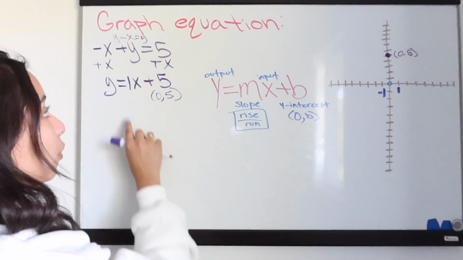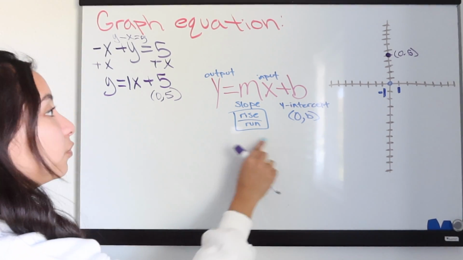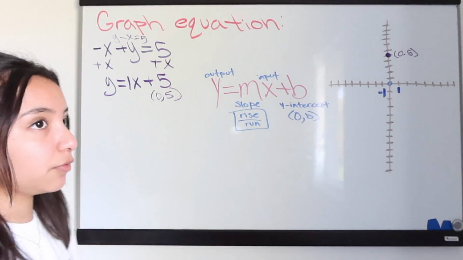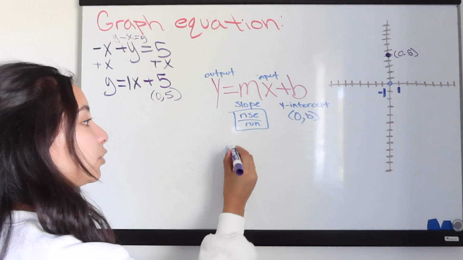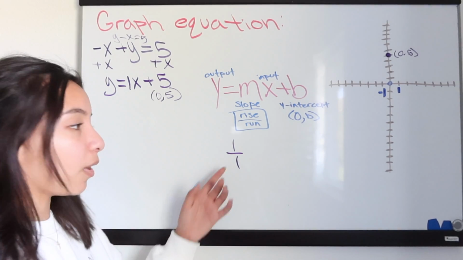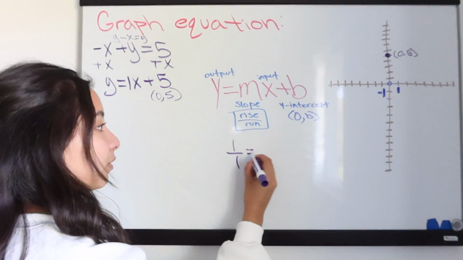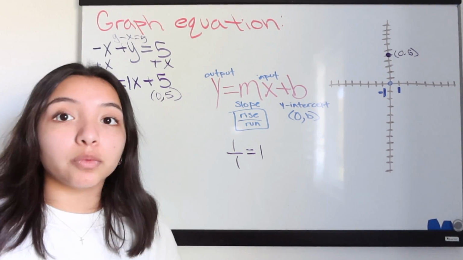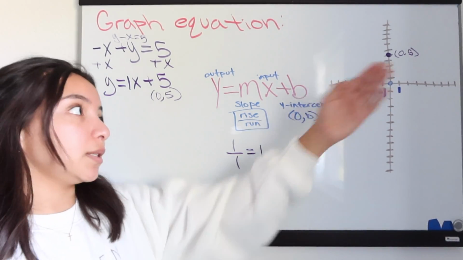So when our slope isn't already in a fraction form, we have to make it into a fraction. So what is 1 as a fraction? 1 as a fraction is just 1 over 1, because 1 over 1 is equal to 1. So 1 over 1 is our slope. 1 is also our slope, but writing it in a fraction just helps us graph it.